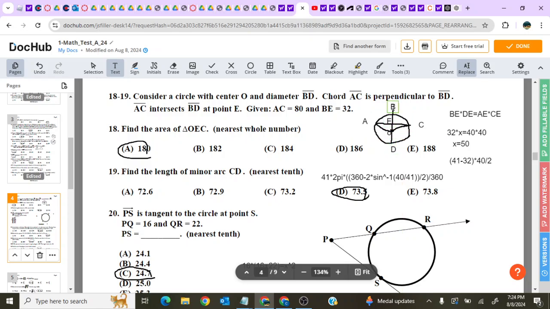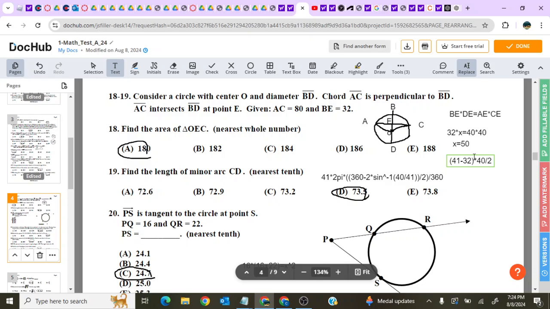Now that you know BE plus ED will get you the diameter, divide by 2 to get the radius. So 50 plus 32 is 82, divided by 2 is 41. Your radius is 41 now. So now you need the area of triangle OEC. OE clearly has to be BO minus BE, as hopefully you can see. So 41 minus 32 is equal to 9. This is a right angle, and like we said, this is half of the entire 80 length chord. The equation is 9 times 40 over 2, as seen here.